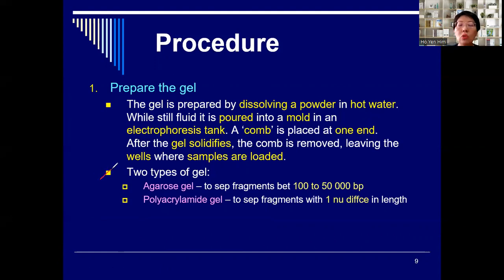For the gel that's being used, there are two types: either agarose gel or polyacrylamide gel. Agarose gel is used to separate fragments where the DNA fragment sizes are between 100 to 50,000 base pairs, whereas polyacrylamide gel is used to separate fragments that differ by only one nucleotide. Can you tell me between these two gels, which gel has a smaller pore size? Akila, which gel do you think has a smaller pore size?